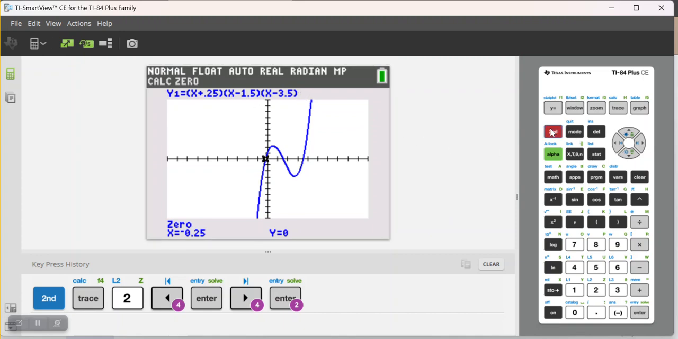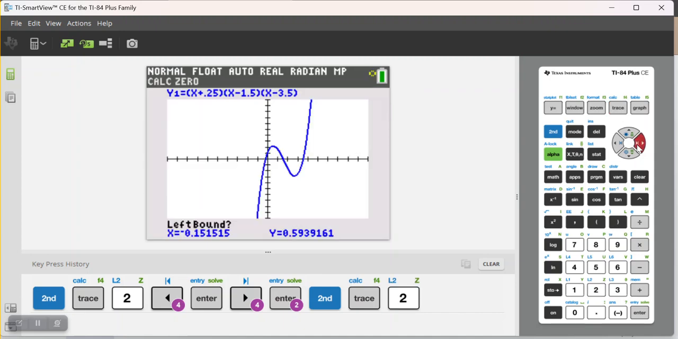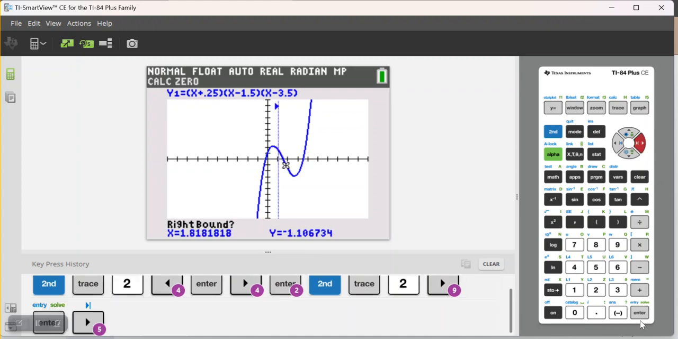And I can find the other ones. I just changed my intervals. So if I go back to second calculate 0, I'll just change this one, make that my left endpoint, make this my right endpoint, find the 0 in between. The 0 is 1.5. And that's why you have to sort of define what interval you want the calculator to look for a 0 on, because polynomials could have multiple zeros, and so you have to be specific, right?